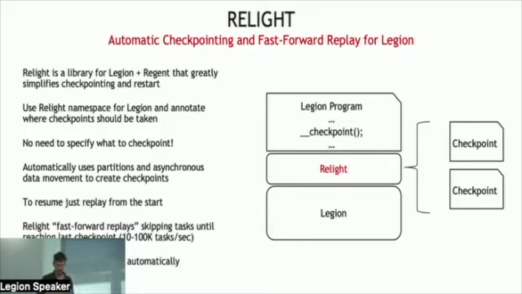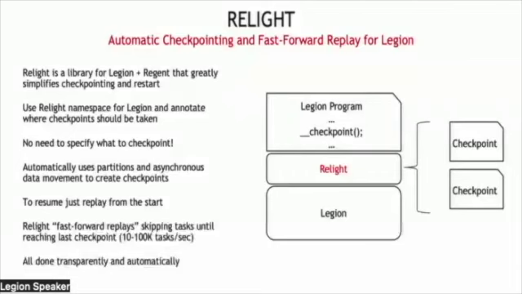You don't have to write any special code. Relight will effectively restart your program from the beginning and does this really cool fast-forward replay, effectively skipping anywhere from 10 to 100,000 tasks per second, running all the way back up to wherever your most recent checkpoint was. And then it'll resume execution from that checkpoint and start taking new checkpoints and so forth. And it does all this transparently and automatically.